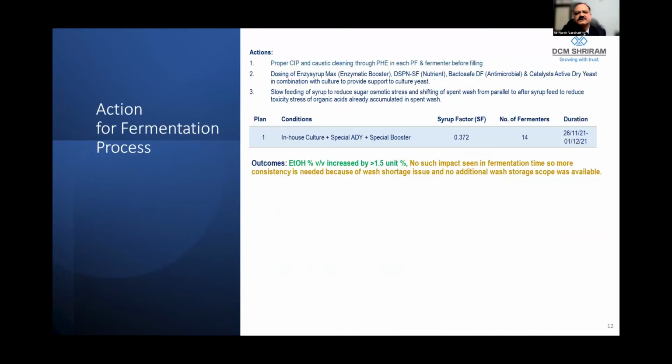On the distillery side, we also took up Dr. Patel's suggestions, as explained in the earlier lecture, that their team also visited. They suggested certain actions. We did that, and we started proper CIP, caustic cleaning of PHE in each pre-fermenter before filling, dosing of special chemicals, slow feeding of syrup to reduce sugar osmotic stress, and shifting of spent wash from parallel to after syrup feed to reduce toxicity.